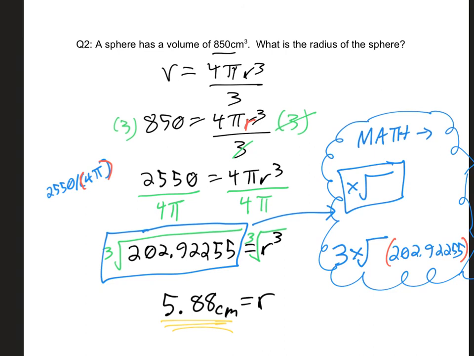So those are the two types of questions that you could be asked for in this unit regarding the volume of a sphere. Given a radius or a diameter, find the volume, or given a volume, work backwards to find the radius.